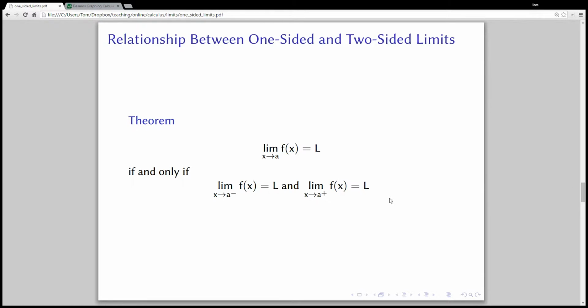So there is a definite relationship between one-sided and two-sided limits. The short, succinct way to state it is this theorem right here. The limit as x goes to a of f of x equals L, so the two-sided limit is L, if and only if both one-sided limits are equal to L. Okay, so that little statement says a lot of things, and in the next slide, I'm going to go over each individual thing specifically and cover it case by case.